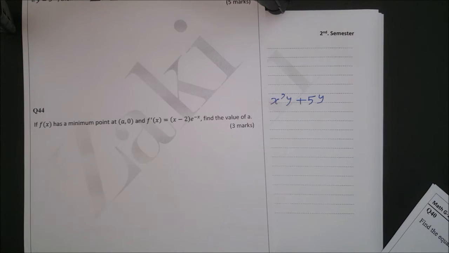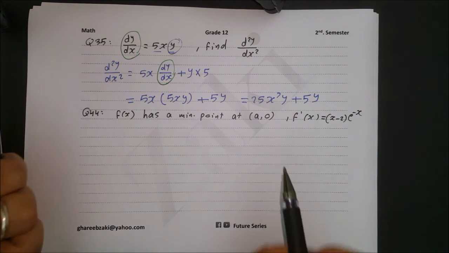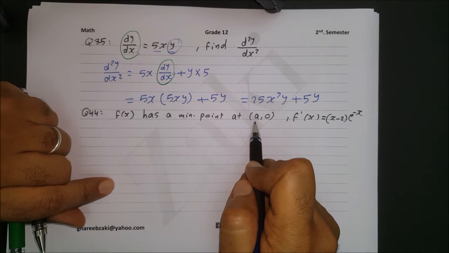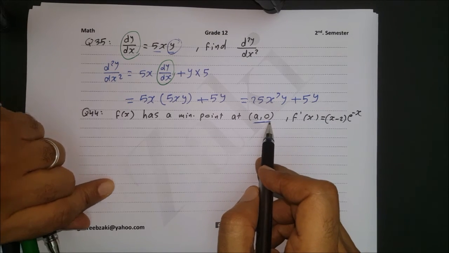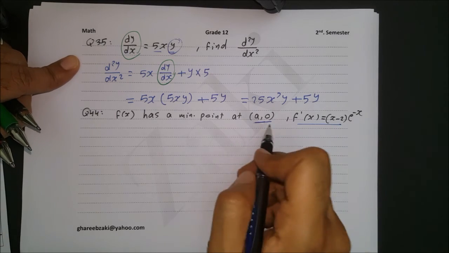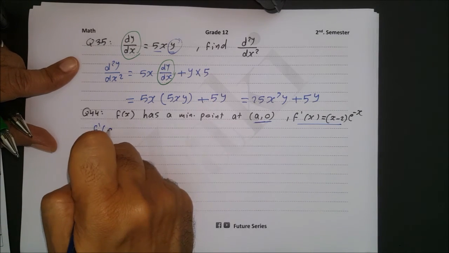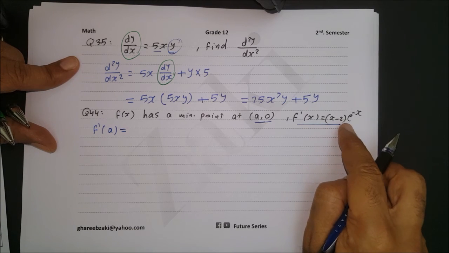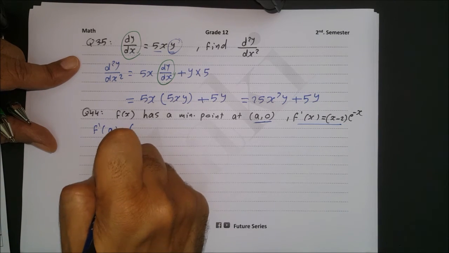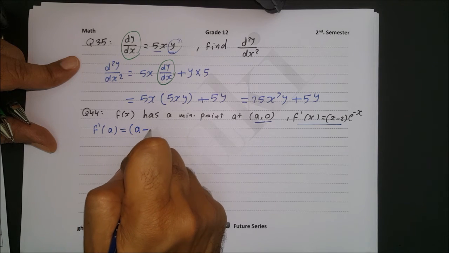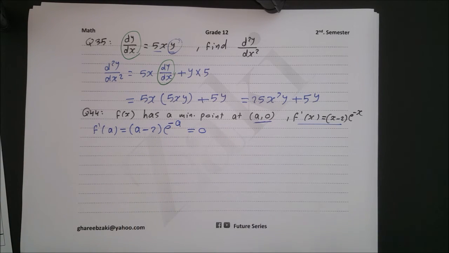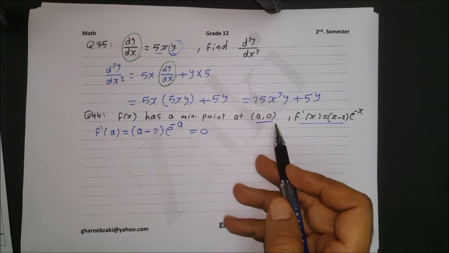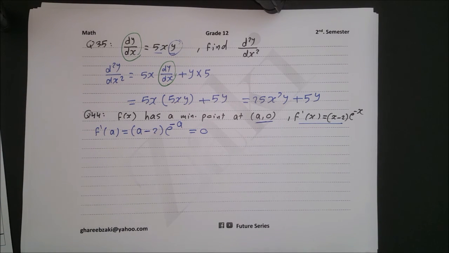Question number 44. We solved that question together on the past page. Now we read the given. It has a minimum point at a. It means the derivative of the first derivative at this point is 0. So we have f dash x. It means f dash a equals 0. So we replace x by a and equate the result to 0. So it's a minus 2 bracket e power negative a equals 0. Why? Because it said minimum point at a and 0. It means f dash a equals 0. We need to solve this.